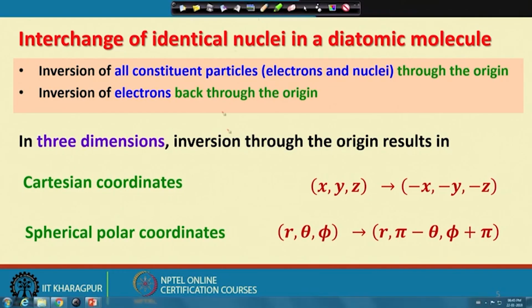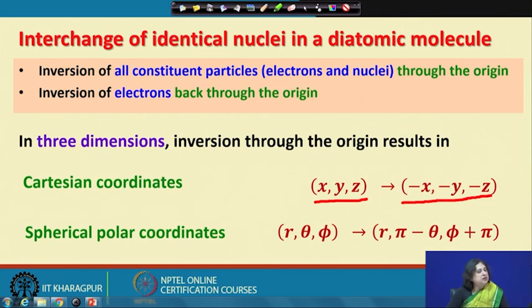In the case of the Cartesian coordinates, what you will find is that inversion through the origin results in transformation of the coordinates x, y, z into minus x, minus y and minus z. In many cases in quantum mechanics, the exactly solvable models involve solution of the Schrodinger equation using the spherical polar coordinates, just as in the case of the hydrogen atom.